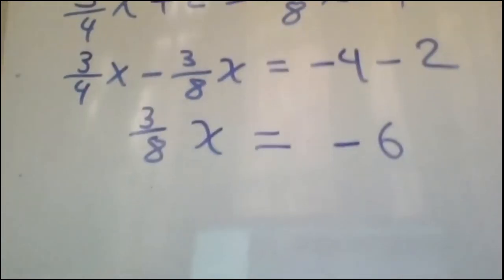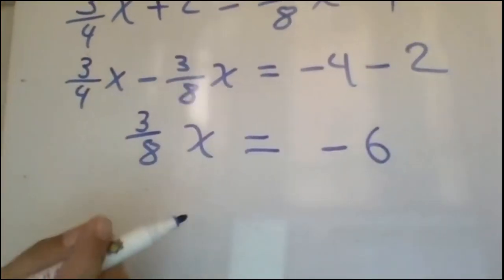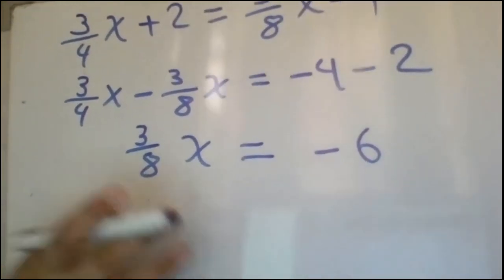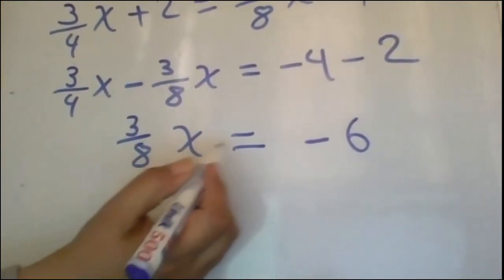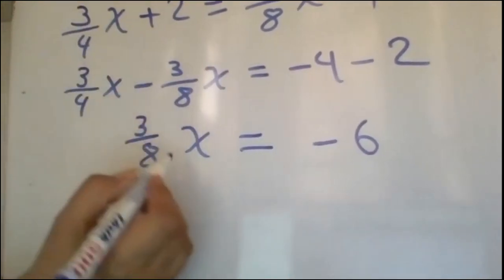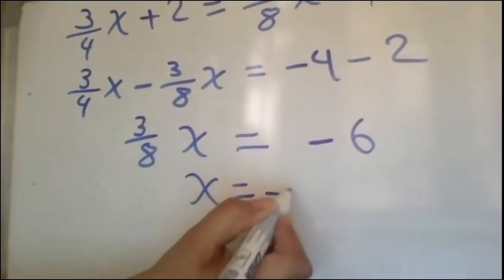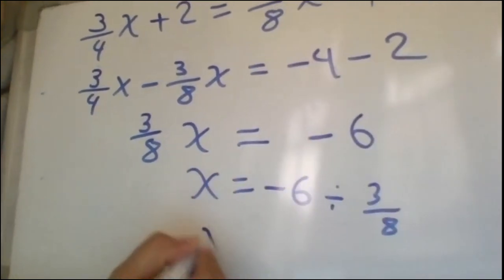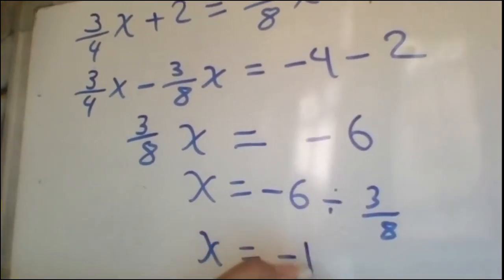So we divide negative 6 by 3/8. Exactly. We have different ways in this step. This is 3 out of 8 x equal negative 6. So we can say x equals negative 6 divided by 3/8. So by the end, x will be equal to negative 16.